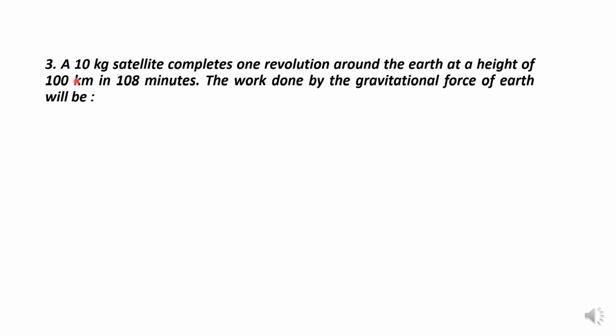MCQ number 3. A 10 kg satellite completes one revolution around the Earth at a height of 100 km in 108 minutes. The work done by the gravitational force of Earth will be. So according to the given data, the mass of the satellite is 10 kg, its altitude from the Earth is 100 km, and it completes one revolution in 108 minutes. So what will be the gravitational work done on this satellite?